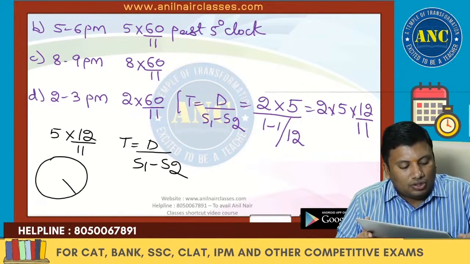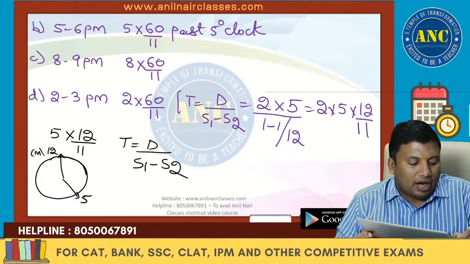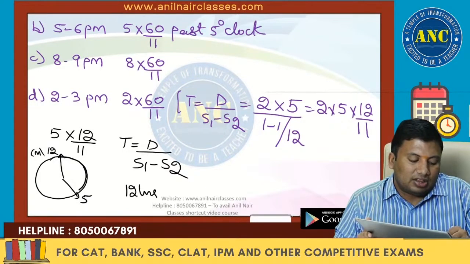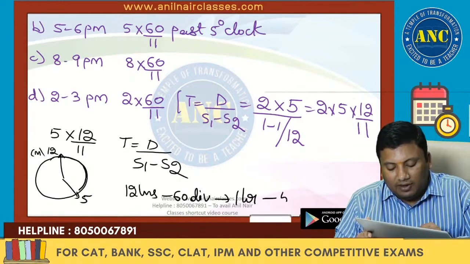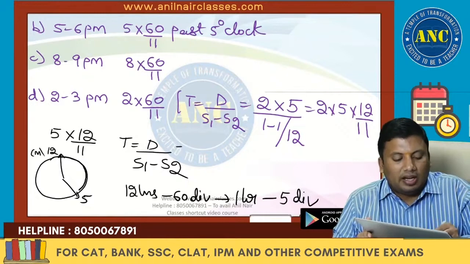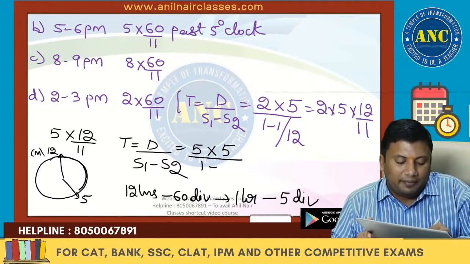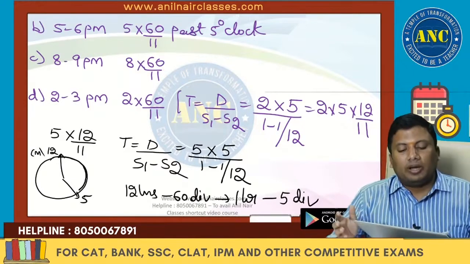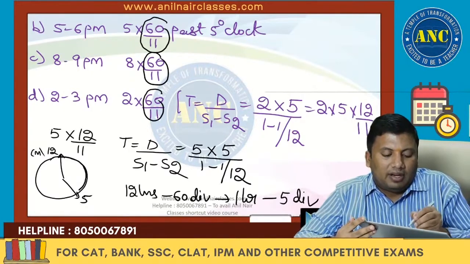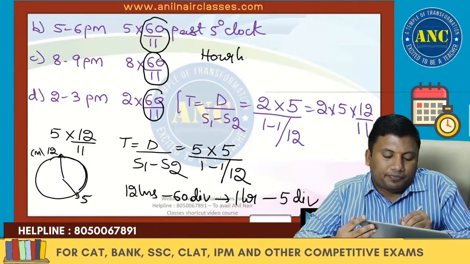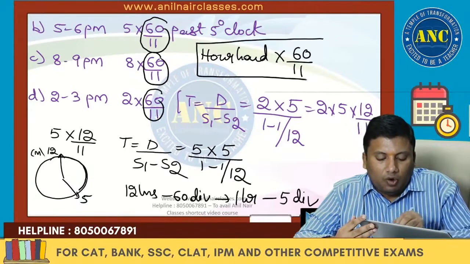If it is 5 to 6 p.m., the hour hand is at 5. Minutes hand is at 12. It has to travel 5 hours. 12 hours is 60 divisions, so 1 hour is 5 divisions. I require 5 hours, how many divisions? It has to travel 5 into 5 divided by 1 minus 1 by 12. The magical number is 60 by 11. Multiply the hour hand with 60 by 11. I hope it is clear.